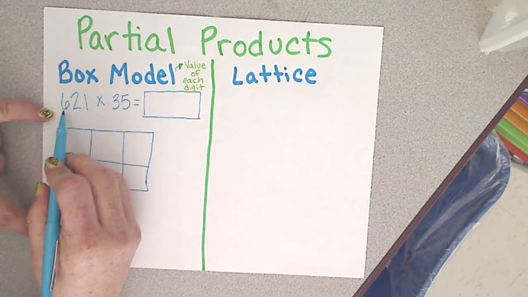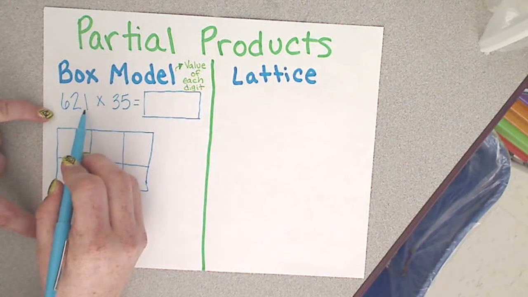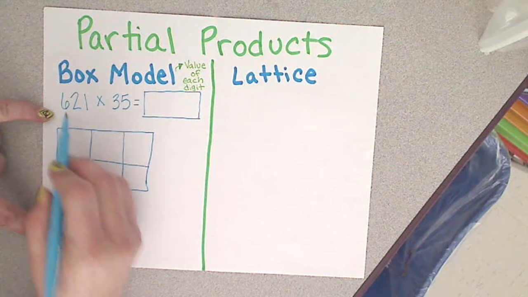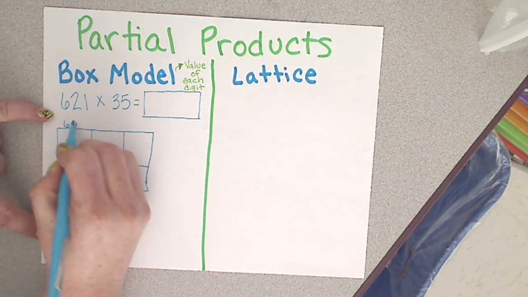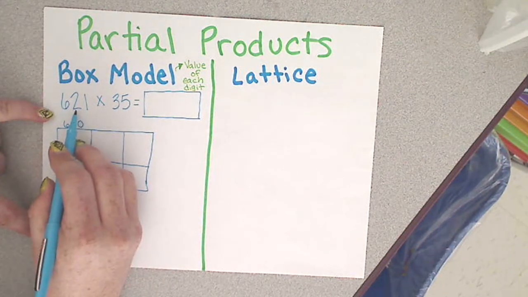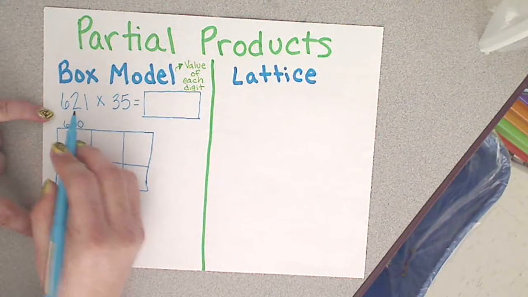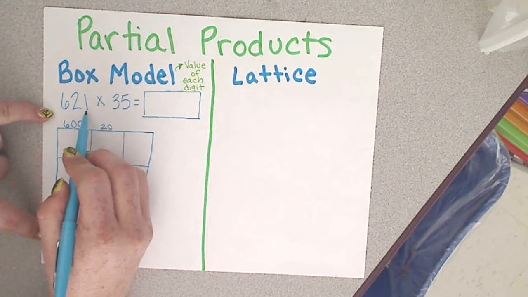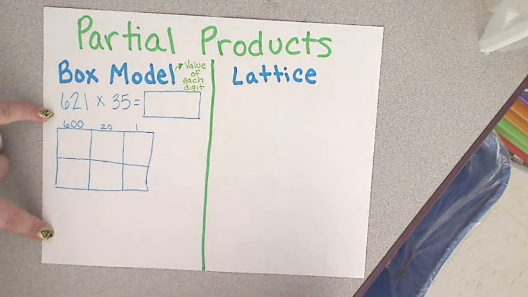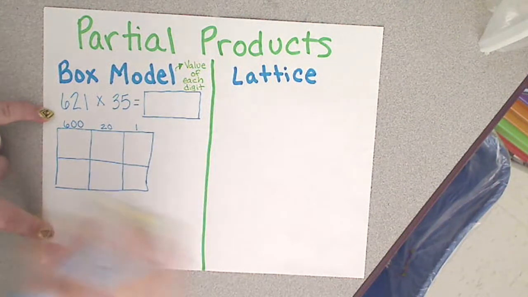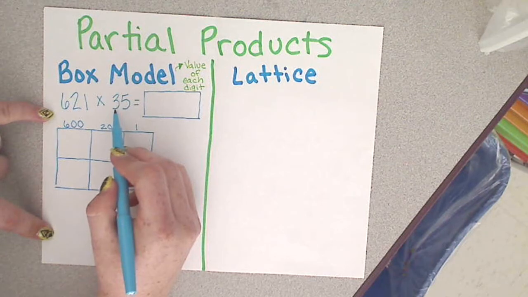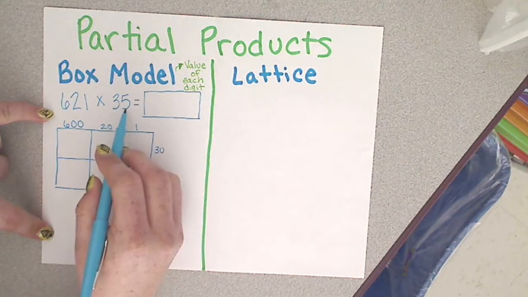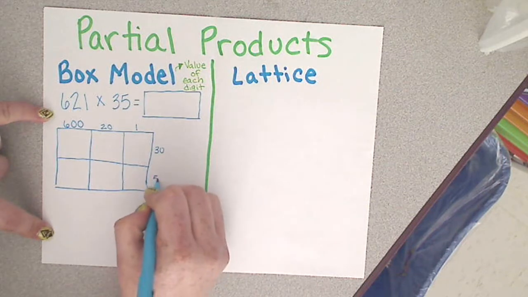Now, looking at our first factor of 621, the value of the 6 is 6 times 100, so 600. The value of the 2 is 2 times 10, which is 20. And the value of the 1 is 1 times 1, so 1. And then our second factor, we do the exact same thing. The value of the 3 is 3 times 10, which is 30. And the value of the 5 is 5 times 1, which is 5.